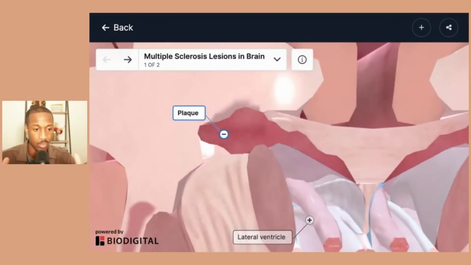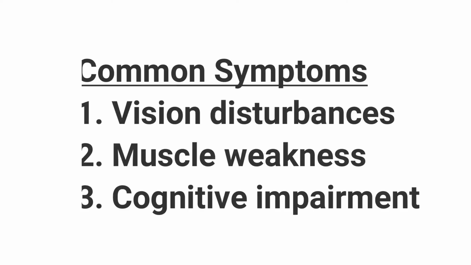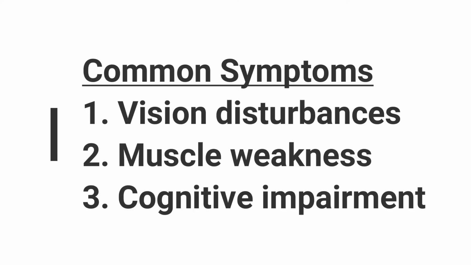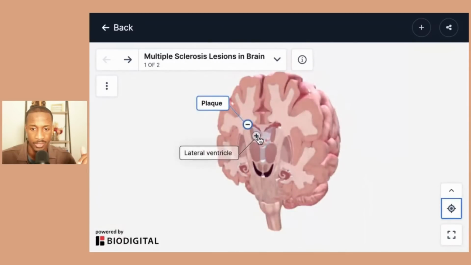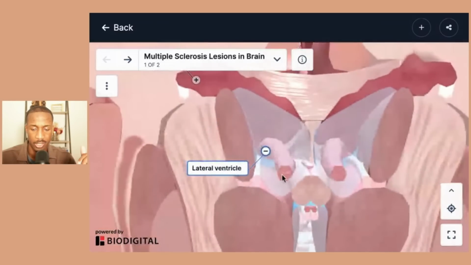And that is what you might typically hear of in terms of vision disturbances, muscle weakness, as well as cognitive deficiencies. So that is just a little bit of an image. These are the lateral ventricles, as you can see right there.